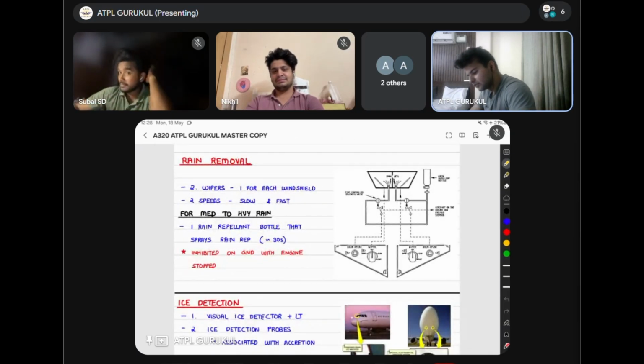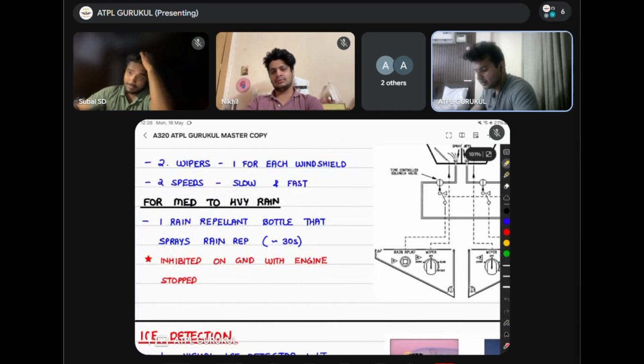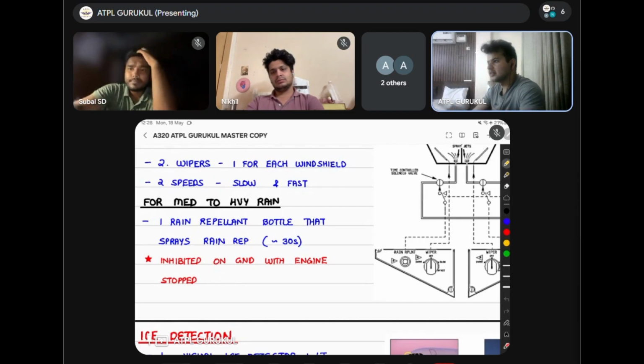Okay, so from medium to heavy rain, one rain repellent bottle is there that sprays rain repellent and it's really good. मतलब तुमने अगर एक बार rain repellent डाल दिया तो तुमको फिर वाइपर्स चलाने की भी जरूरत.